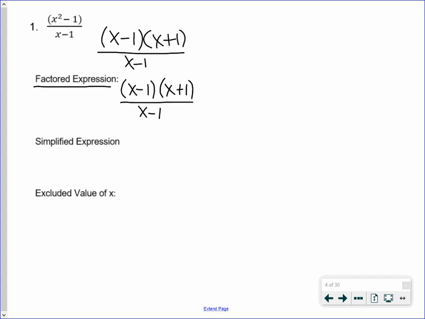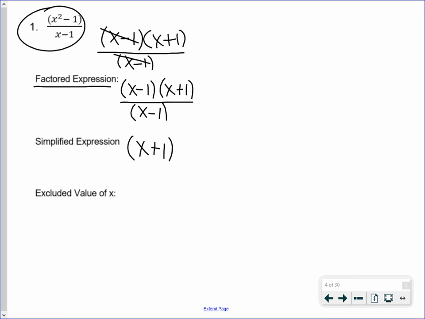For our simplified expression, we're going to look at this expression and see, can we cancel anything out? Can we simplify the expression anymore? We see that we have an x minus 1 on the top and the bottom, so we can cancel those out. When we do, we're left with x plus 1. This expression can't be simplified anymore from here. So that means this is the most simplified form of our rational expression from the beginning.